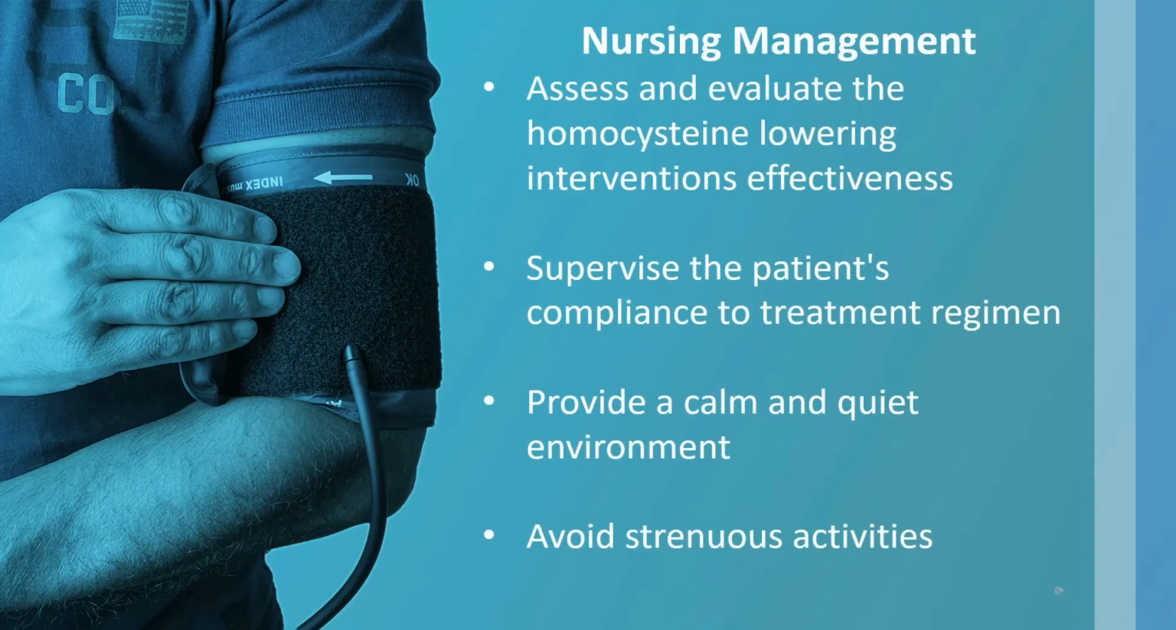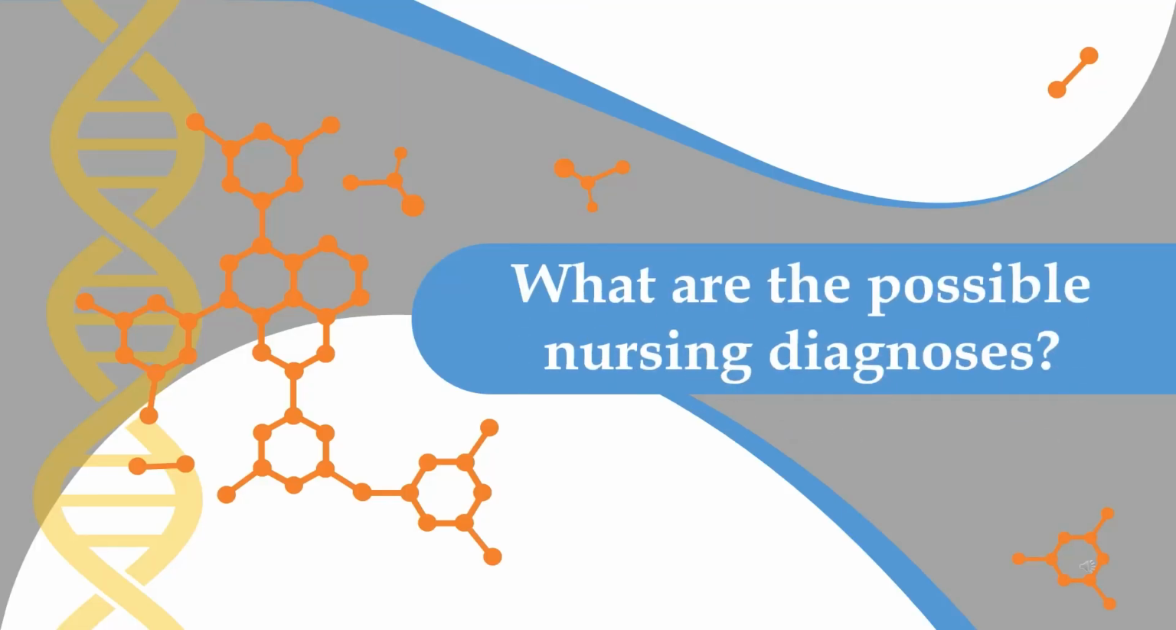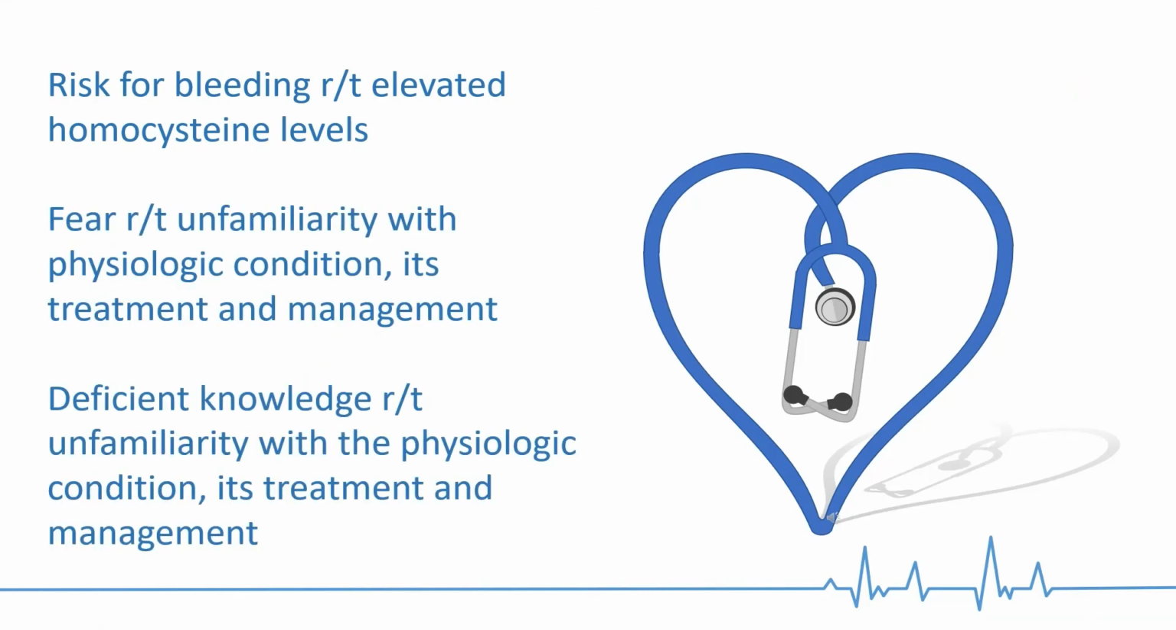And for the nursing management, first, assess and evaluate the effectiveness of the homocysteine-lowering intervention. Next, supervise the patient's compliance to the treatment regimen and provide a calm and quiet environment. And lastly, avoid strenuous activities. So, what are the possible nursing diagnoses for this disease? First, risk for bleeding related to elevated homocysteine level, fear related to unfamiliarity with the physiologic condition, its management, and treatment. Next is deficient knowledge related to unfamiliarity with the physiologic condition, its treatment, and management.